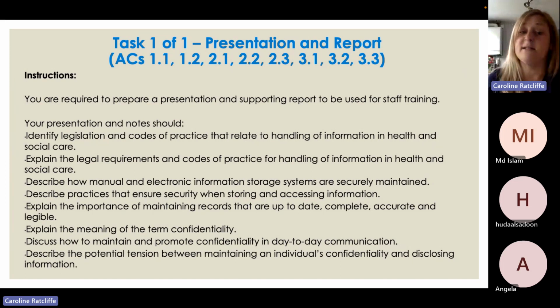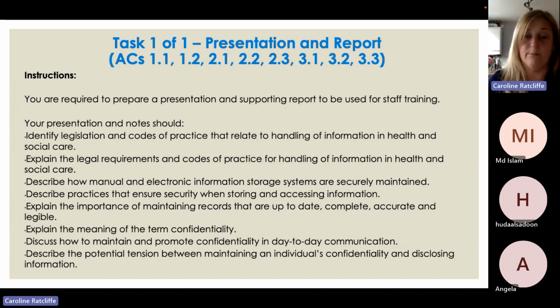You need to describe the practices that ensure security when storing and accessing information. So again, passwords, as in don't share passwords with each other. Make sure computers are locked if you're not using them, so other people can't get access to them. It might be that you talk about encryption or something like that.